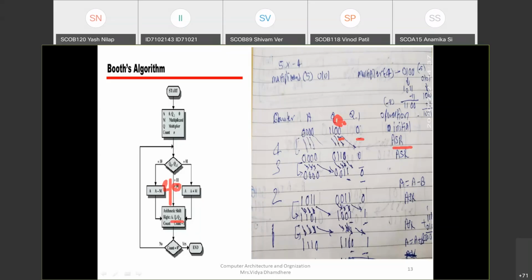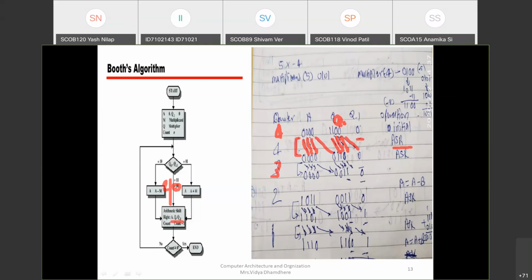For this A register arithmetic right shift operation, how can we perform it? The MSB bit is 0, I am keeping it as it is. From the MSB bit, we are shifting each bit 1 position to the right. Like this, 0 goes to the Q register here, and this Q0 becomes Q minus 1. After performing these operations, we need to decrement the counter. The counter is initially 4. The counter becomes 3.